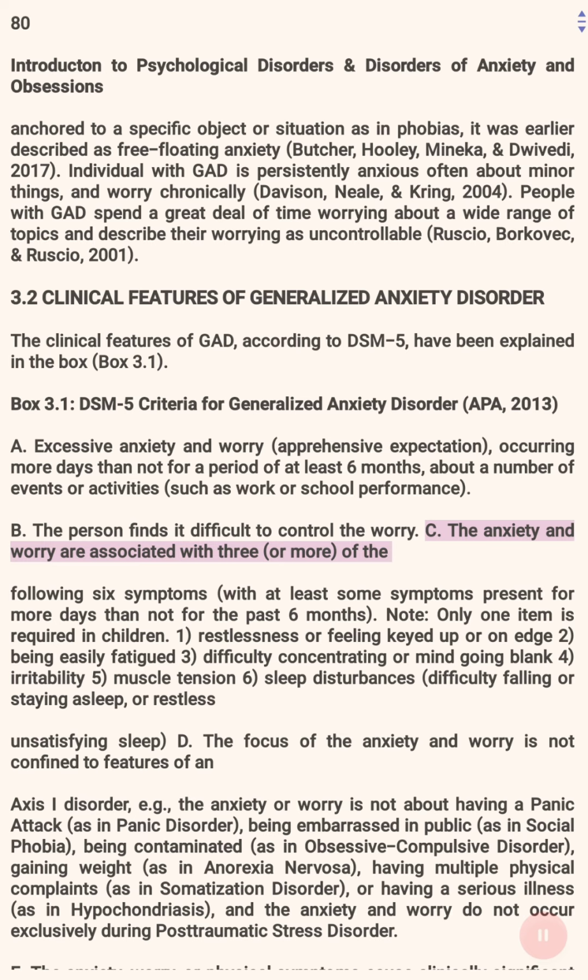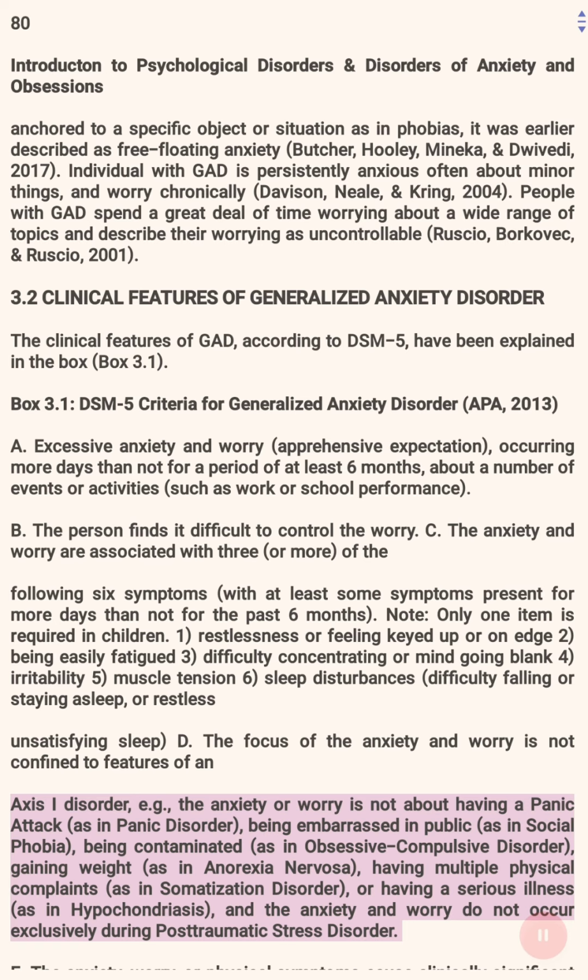C. The anxiety and worry are associated with 3 or more of the following 6 symptoms, with at least some symptoms present for more days than not for the past 6 months. Note: only one item is required in children. 1. Restlessness or feeling keyed up or on edge. 2. Being easily fatigued. 3. Difficulty concentrating or mind going blank. 4. Irritability. 5. Muscle tension. 6. Sleep disturbances, difficulty falling or staying asleep, or restless, unsatisfying sleep.